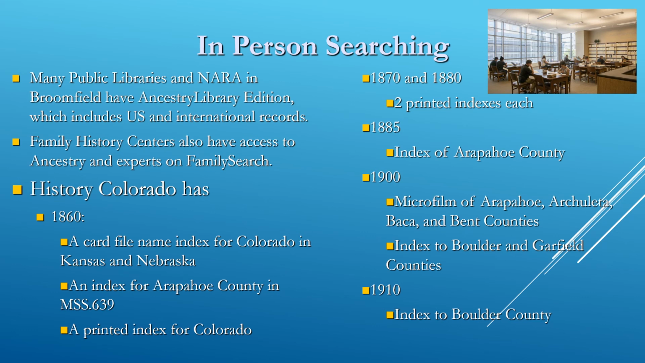In 1860, we have a card file name index for Colorado in Kansas and Nebraska for that year. We have an index for Arapahoe County in manuscript number 639. We also have what purports to be a complete printed index for Colorado. For 1870 and 1880, we have 2 printed indexes for each of those that were done by separate groups. And for 1885, we just have Arapahoe County and index, but that would include Denver.